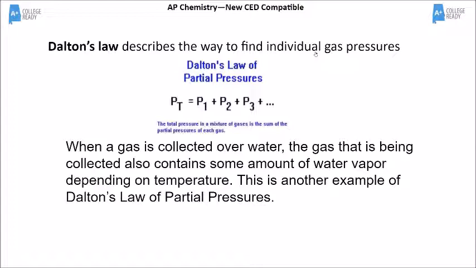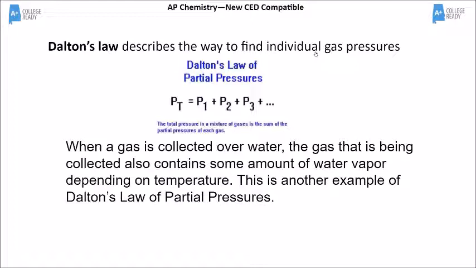Oftentimes in chemistry, we will actually collect gas over water. That means in a chemical reaction, the gases get made, and then we have to make that gas travel through a hose or something, and it gets put inside of a bottle that's full of water. And when it's full of water and the gas goes up inside, then the water gets pushed out. So the thing to keep in mind when you collect a gas over water, so imagine a bottle and it's upside down in a container of water.